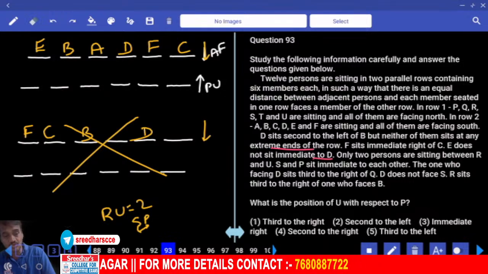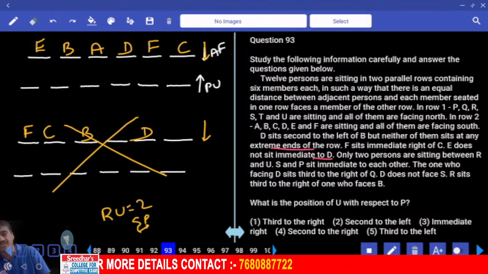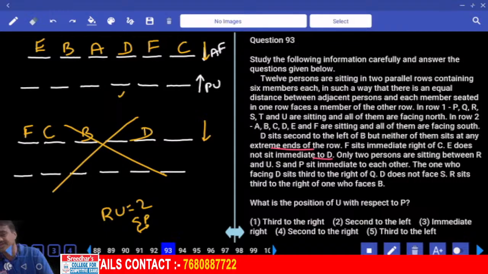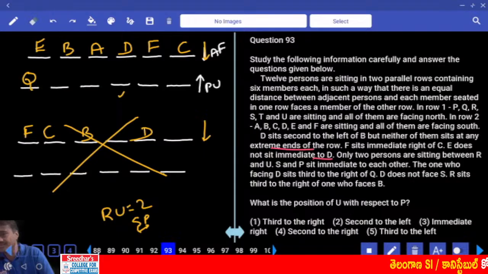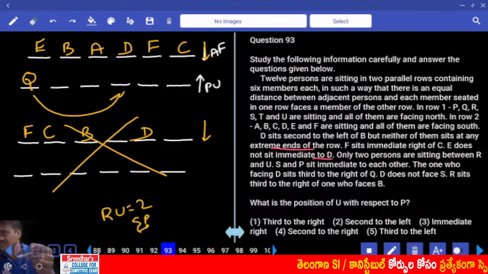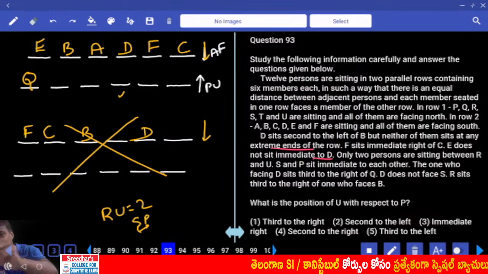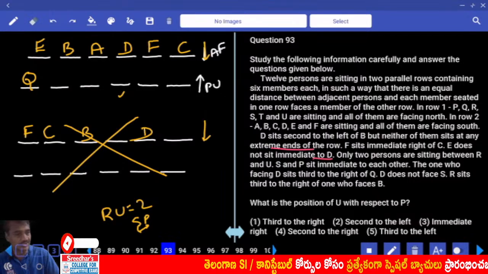Then the one who faces D sits third to the right of Q. Now this person we are talking about is seated third to the right of whom? Third to the right of Q. As third to the right of Q, where should this Q be? Q must be at the left extreme. Clear? Now third to the right of Q is this person. That person is opposite to D.